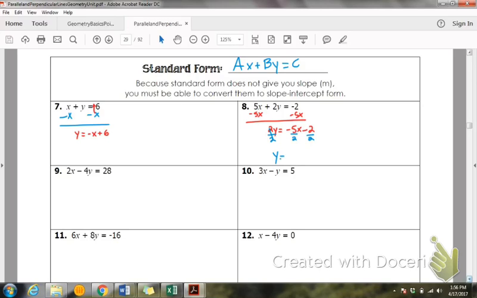So I should have y equals, can we divide negative 5 over 2? What do I do with that then? You just leave it, right? Negative 5 over 2x. And negative 2 divided by 2? Negative 1. Okay, what about number 9? Try number 9.